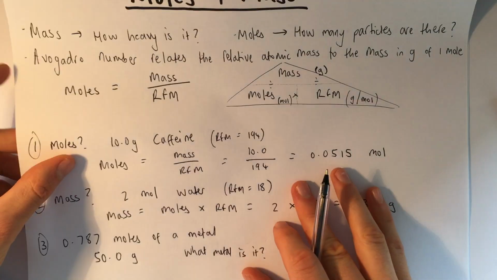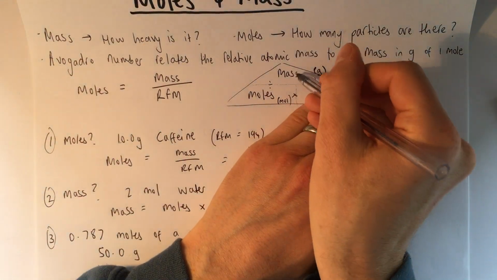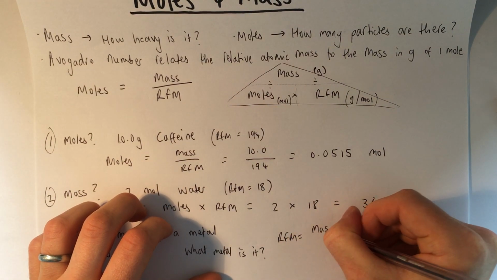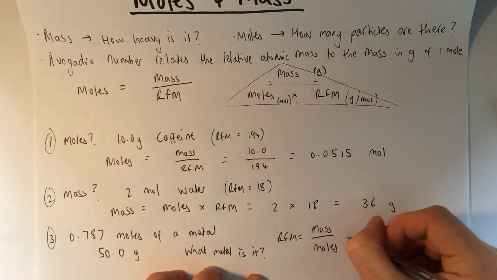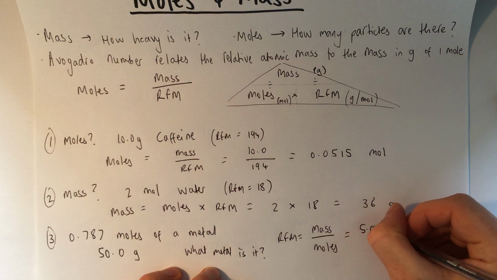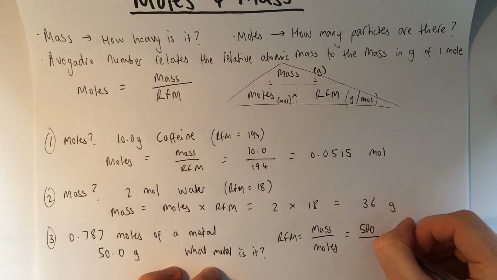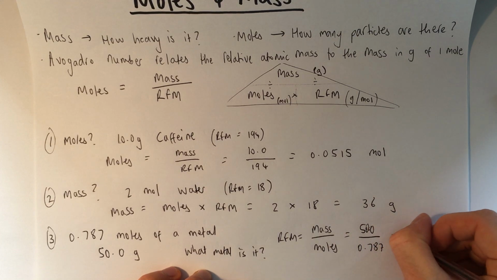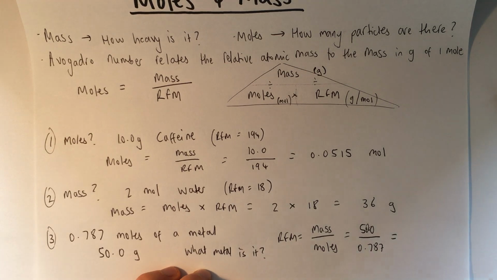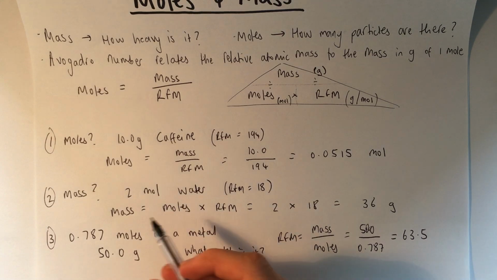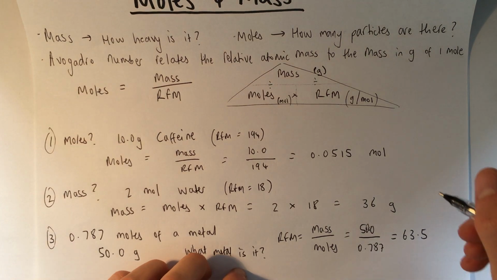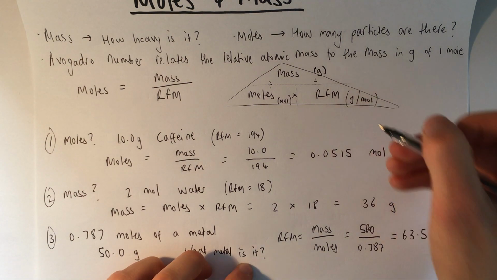Okay, so again, I'm going to write down the formula first. So relative formula mass is mass divided by moles. Then I put in my numbers. So the mass is 50.0, and the number of moles is 0.787. And then I write my answer, which I find is 63.5. Again, I've given it to 3 significant figures because I was told the mass to 3 significant figures and the number of moles. And the units for relative formula mass, if I need to give them, is grams per mole.